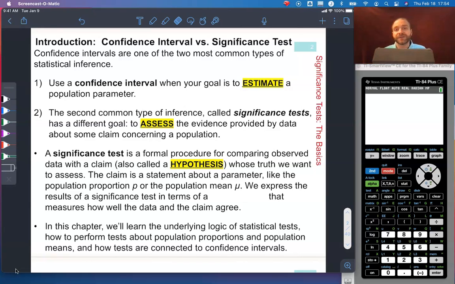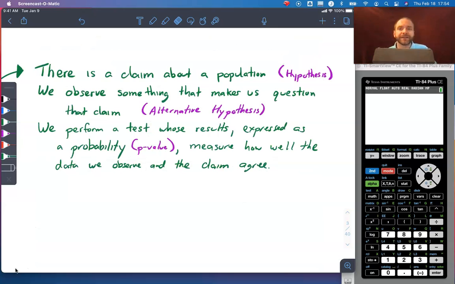And we're going to express the results of the significance test in terms of a probability that measures how well the data we collect and the claim agree with each other. That probability, maybe that relates to p-value. So here's how I like to think of it. There is a claim about a population. We call that the null hypothesis. We observe something that makes us question that claim. And so we create an alternative hypothesis.